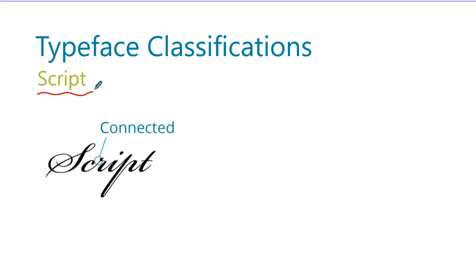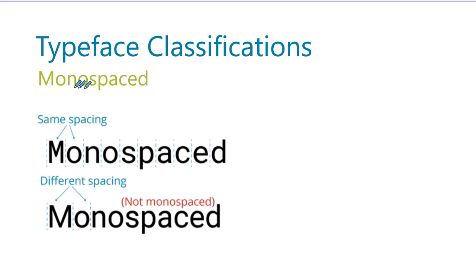Then we have the fancy script typeface, and that's when all the letters are connected and it's in this more cursive style. And then the last one is monospaced. Monospace means that each letter takes up the same amount of space. Most typefaces are not monospace. See, this M takes up a different amount of space than this O, but up here in monospacing, the M takes up the same amount of space as the letter O.